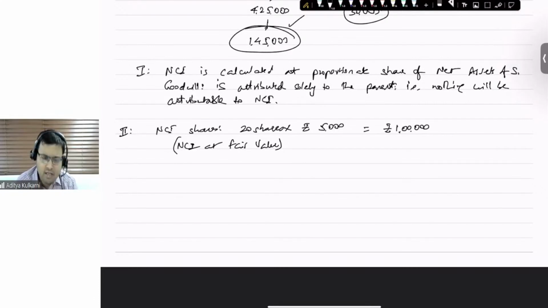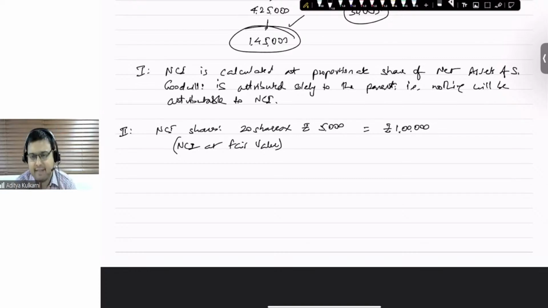Not needed. See, NCI at fair value, NCI at proportionate share of net assets, this decision is going to be taken only once in the lifetime of the company. And that is on the date of acquisition. Always remember, 103 is applicable only on one day, and that one day is the date of acquisition. After that, 110 replaces Ind AS 103 at every reporting date.